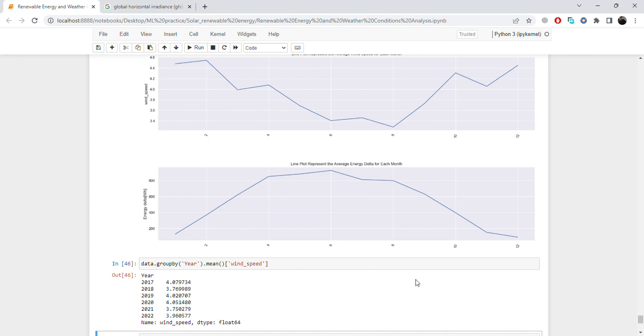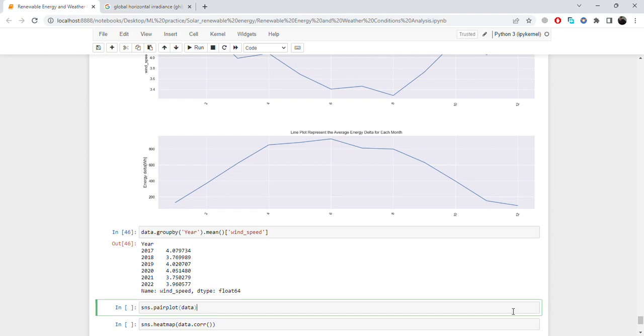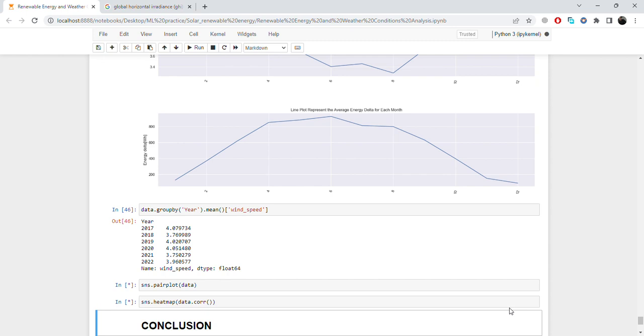Now we'll go to our conclusion. Before that, we'll find some more beautiful plots here. The pair plot will take some time because we have hundreds of thousands of rows with multiple columns. Although the pair plot won't give much more information here because the plots will be very small, it's just for the visual. I will show how a pair plot looks and how a heat map looks. With the heat map we will find out the correlations. We'll just have to wait for some time.